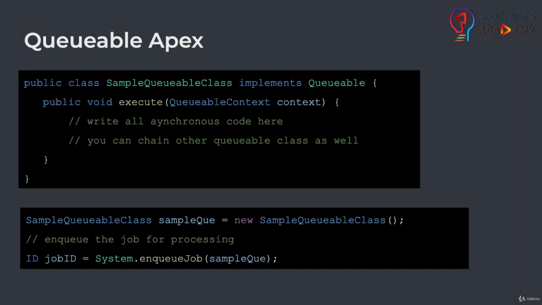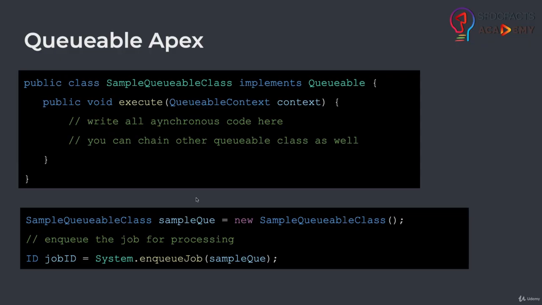Now let's take a look at a sample Queueable Apex code. So here I have a sample Queueable class which implements the Queueable interface, which is necessary to make a class a Queueable class. This interface gives us an execute method that you need to define. Very similar to future methods, within the execute method you can define all your asynchronous code. And if you want, you can also call another Queueable class from this execute method. So this will make a chain of multiple async operations, something which is not possible with future methods.